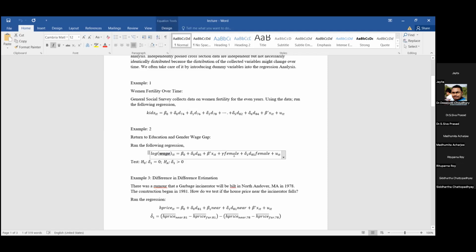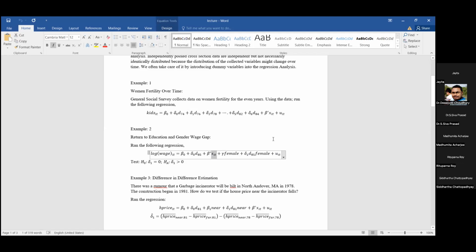In the right-hand side, this female is basically a dummy variable. If a person is female, it takes a value 1. If a person is not female, male, it takes a value 0. And this is my error term. This is an interaction term over here with this dummy variable. And I also have all other control variables, X_it.